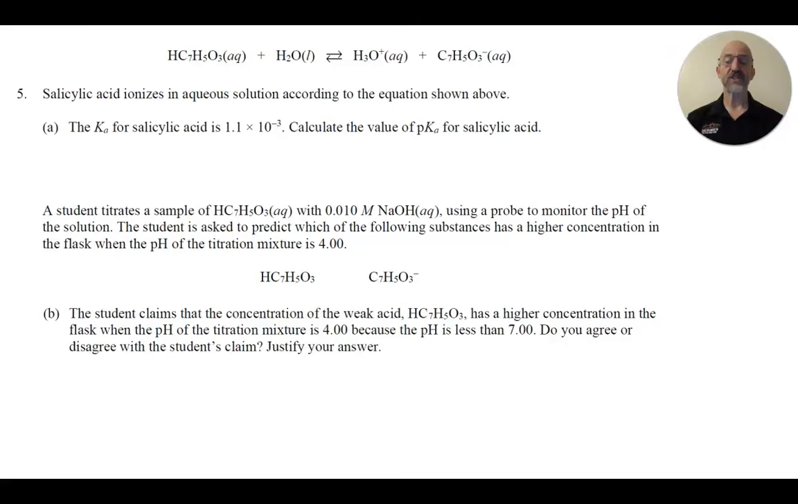This is question 5. Question 5 says that salicylic acid, which has the chemical formula HC7H5O3, ionizes in aqueous solution according to the equation shown above. In part A, it says that the Ka for salicylic acid is 1.1 times 10 to the negative 3. Calculate the value of pKa for salicylic acid.